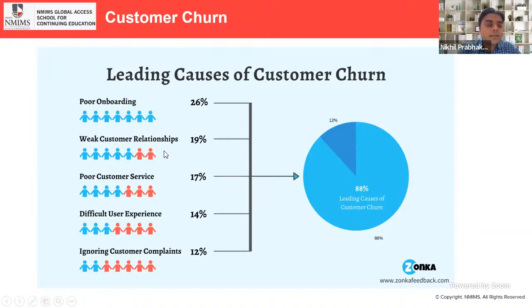Then comes the customer relationship part. Are people able to get their problems resolved? Do they have someone to reach out to or not? These are two key reasons. Then of course, poor customer service or a difficult experience, or maybe complaints getting ignored. These are some of the key reasons across industries which we can try to solve for. And then maybe we'll be covering around 88% of the causes of churn. This itself is a good piece to work on: simplify the processes, work on the customer experience, and therefore we can retain the customers.